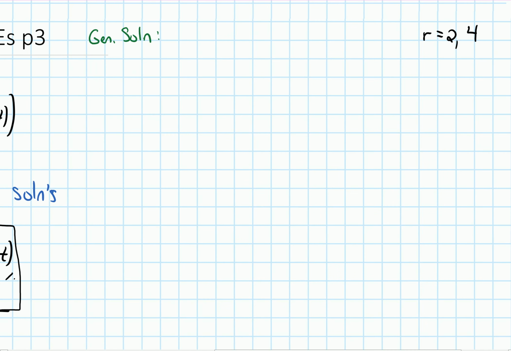For our general solution, remember, our two values of r were 2 and 4, and those were distinct real roots. So I'm going to call the general solution just y. So y will be equal to c1 times e to the first value of r, which is 2, times t, plus c2 times e to the second value of r, which is 4 times t. That's what a general solution looks like when we have two distinct real roots like this.